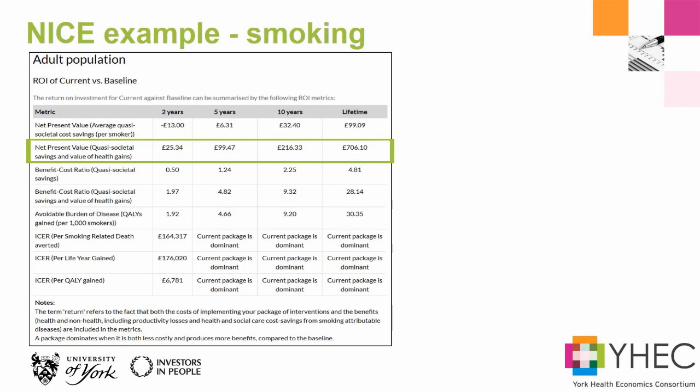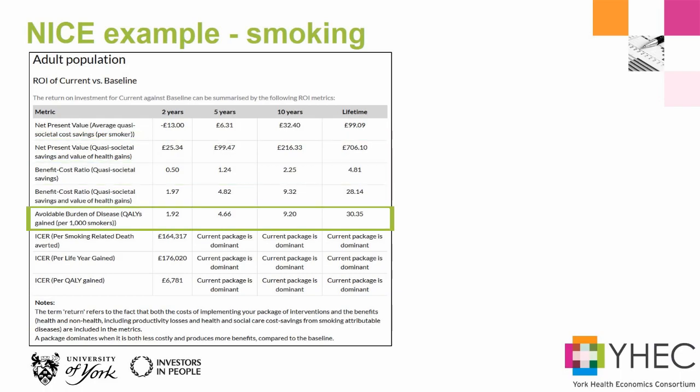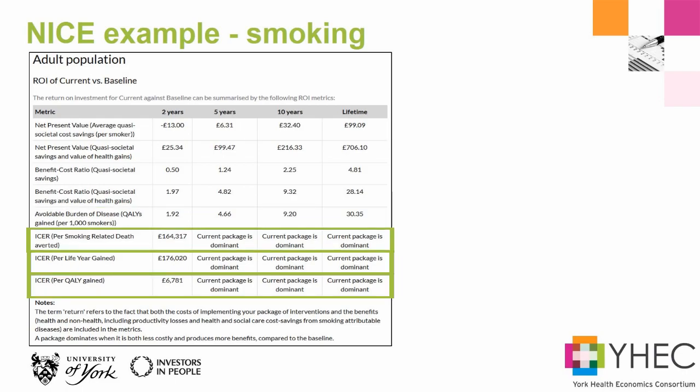The line below shows the net present value if expected health gains are monetised and included in the evaluation. This shows a positive return even after 2 years. Cost-benefit ratios are presented, along with the number of QALYs gained, and incremental cost effectiveness ratios, or ICERs. Where the results say that the current package is dominant, that means that the package has a lower cost but greater benefits than the baseline position.